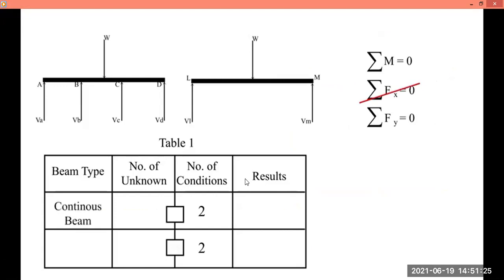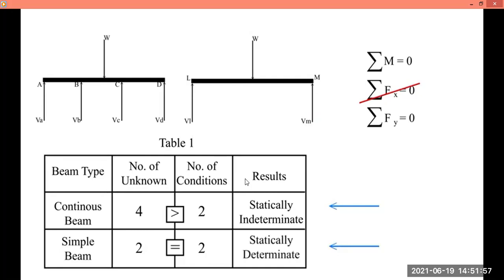For the continuous beam, the number of reactions is 4, and for the simple bridge beam, the number of reactions or unknowns is 2. Thus, because of the greater number of unknowns in the continuous beam, reaction forces at supports cannot be calculated using conditions of equilibrium. Hence, it is called a statically indeterminate beam. However, if the number of reaction forces or unknowns is exactly equal to the conditions of equilibrium, then they are called statically determinate beams.